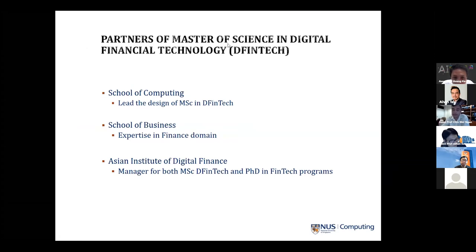And the design of this program was led by the School of Computing, this digital fintech master's program, in order to center it mostly on the technological side, and then also leveraging on the business school to provide the finance domain. But at the end of the day, we will be having the Asian Institute of Digital Finance to help us run this master's program together with the PhD program in fintech that is also newly launched this year.